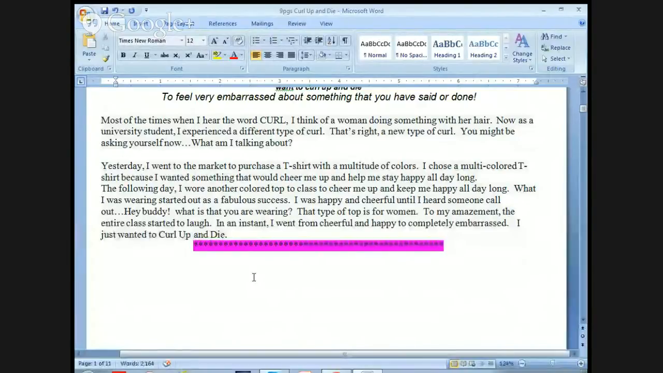What I was wearing started out as a fabulous success. I was happy and cheerful until I heard someone call, "Hey, buddy, what is that you're wearing? That type of top is for women." To my amazement, the entire class started to laugh. In an instant, I went from cheerful and happy to completely embarrassed. I just wanted to curl up and die.